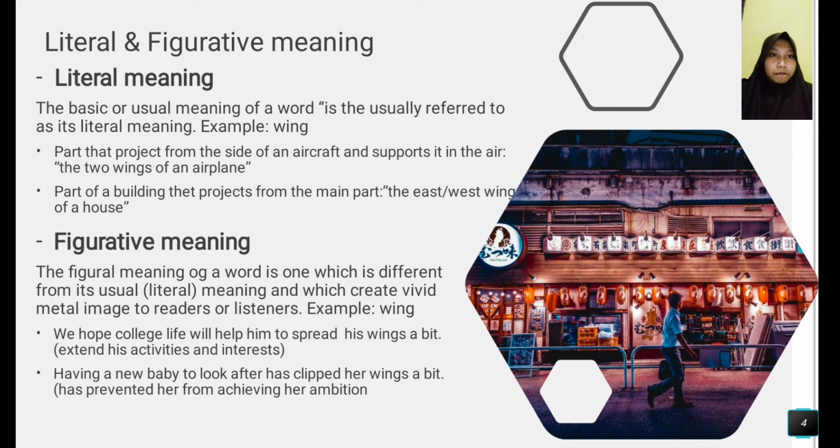And figurative meaning. Figurative meaning of a word is one which is different from its usual literal meaning and which creates a vivid mental image for readers or listeners. Example is the word wing. We hope college life will help him to spread his wings a bit, extend his activities and interests. Having a new baby to look after has clipped her wings a bit, has prevented her from achieving her ambition.